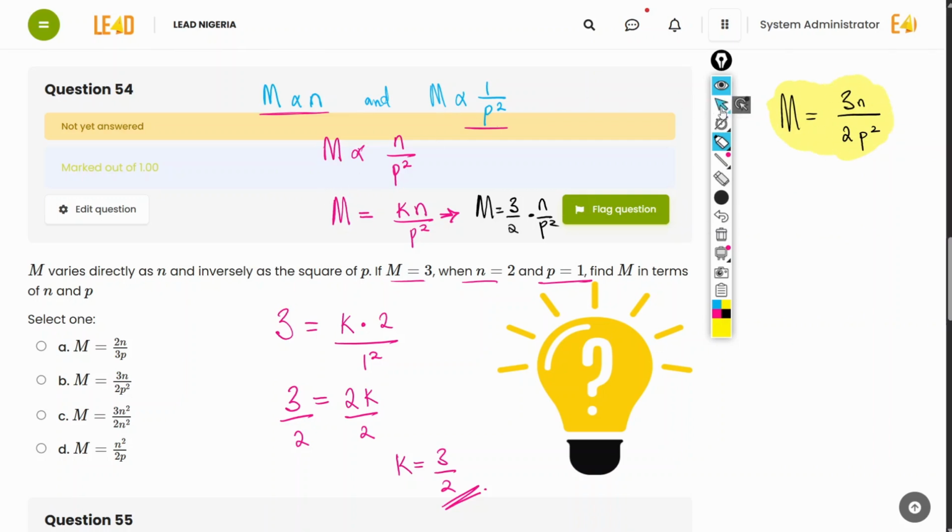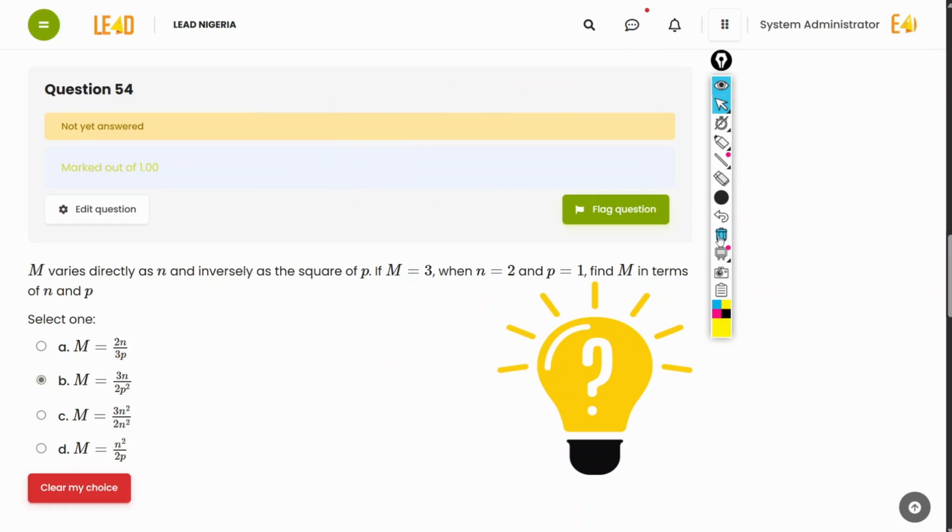Okay, so that is option 3n over 2p squared. That's option B. Alright, that's for 54. Okay, let's take on 55.